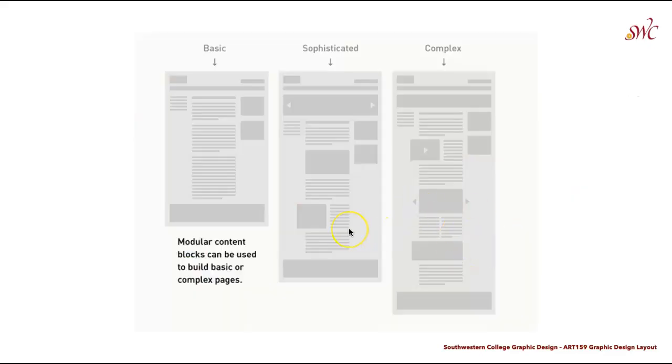So modular content blocks can be used to build basic or more complex pages like we just saw. Basic would be a very simple modular system that is strictly sticking within these simple columns and rows that we can see. Sophisticated starts to pull more information in and out of that modular system, and complex takes that a bit further as well. For the purpose of this class, we're really going to be focusing on basic modular systems and structures.